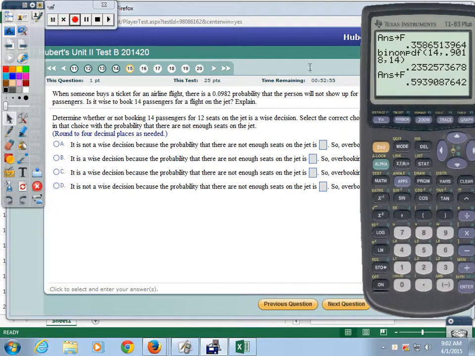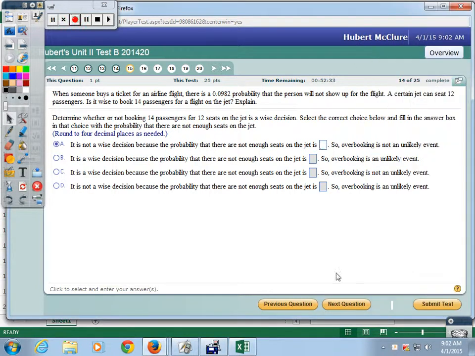So, okay, let's read the question. Is it wise? Is it not wise? Oh, it is. I'm sorry. It is not wise. That's one I'm going to go with. A or what? D. Because the probability that there are not enough seats on the plane is point what? 69 or 0.59. That's what I would say. So overbooking is not. Okay, I think it's A. I think.